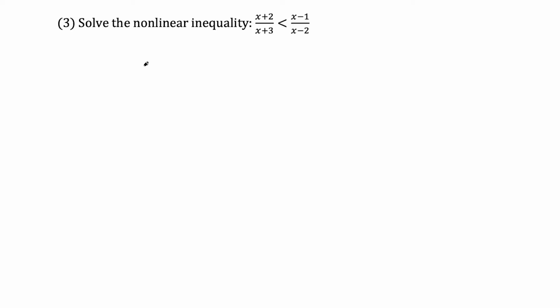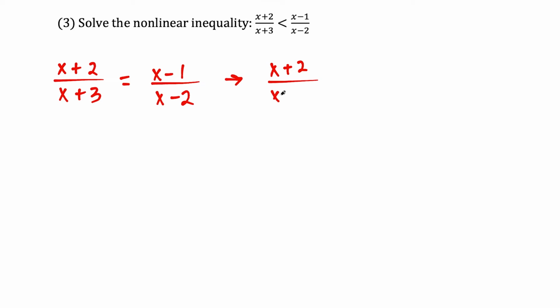Question 3, we have this nonlinear inequality, and we're going to start by treating this as an equation. So we have x plus 2 over x plus 3, and we're going to set this equal to x minus 1 over x minus 2. The first thing we could do is just subtract this fraction to the other side. So we're going to have x plus 2 over x plus 3 minus x minus 1 over x minus 2, and this is all equal to 0. So now we have this rational equation.